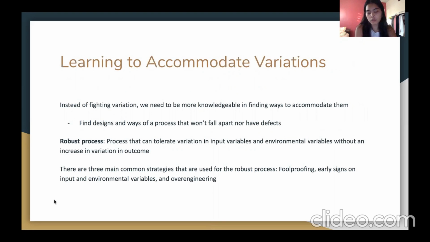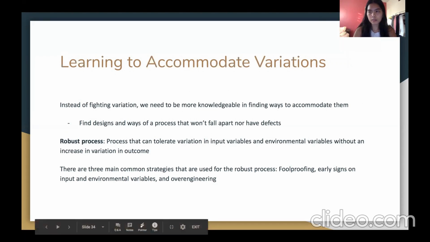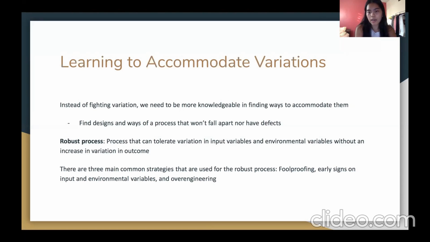The terminology you want to remember from this section of the book is robust process. It is a process that can tolerate variation in input variables and environmental variables without an increase in variation in outcome. So there are three main common strategies that are used in this process: foolproofing, early signs on input and environmental variables, and overengineering.